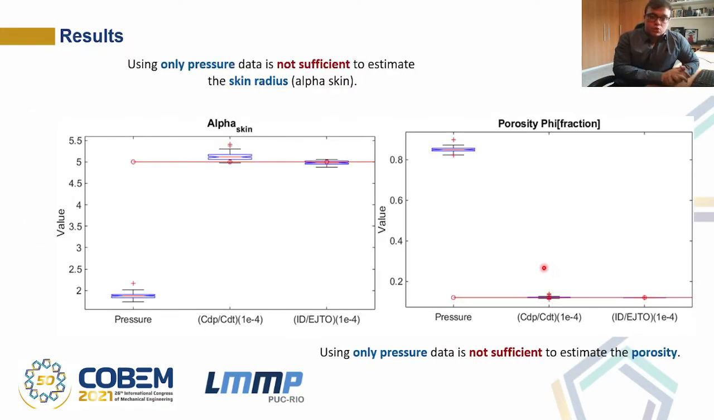As expected one more time, only pressure data is not sufficient to estimate the alpha skin, and using the coupled data, we are able to make this estimation. And for the porosity, the use of the coupled data also made the estimation better than considering only pressure data.